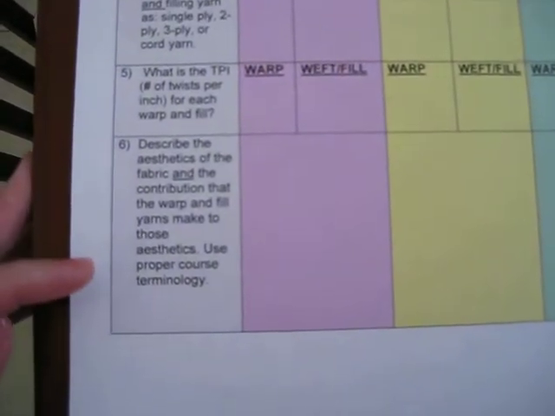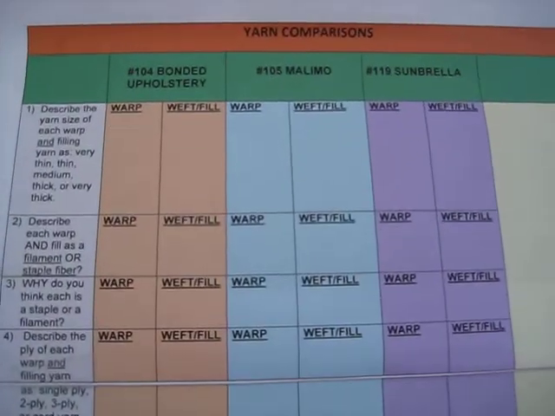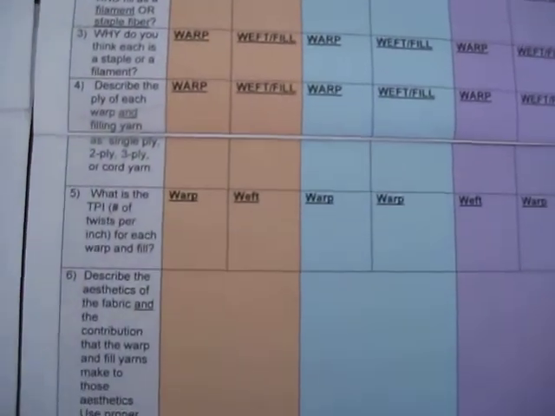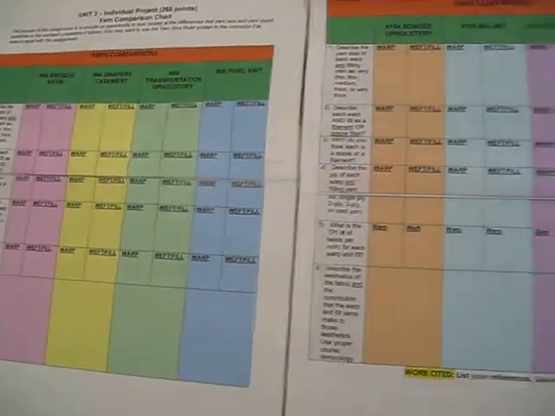And then describe the aesthetics of the fabric and the contribution that the warp and fill yarns make to those aesthetics. Okay, using of course the proper terminology. And you're going to have another set with those same questions. Now that's the chart that you're going to be filling out to turn in.